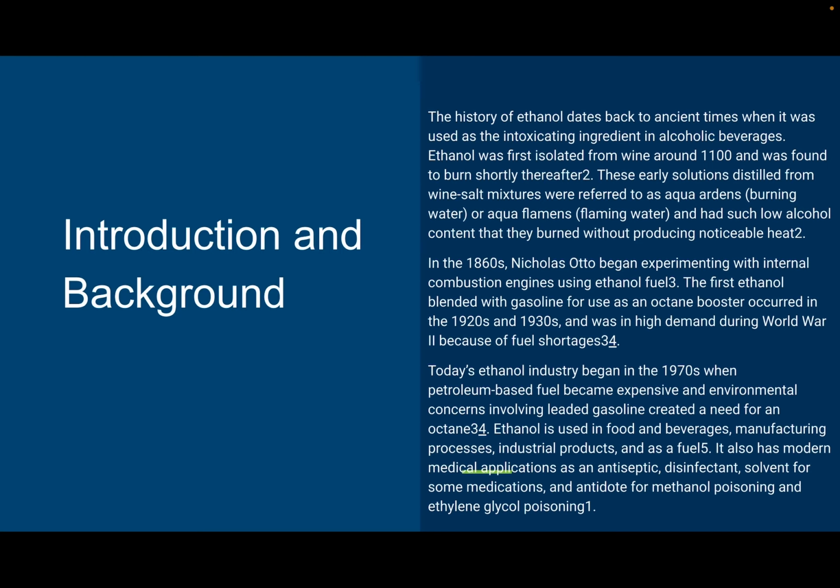In the 1860s, Nicholas Otto began experimenting with internal combustion engines using ethanol fuel. The first ethanol blended with gasoline for use as an octane booster occurred in the 1920s and 1930s and was in high demand during World War II because of fuel shortages. Today's ethanol industry began in the 1970s when petroleum based fuel became expensive and environmental concerns involving leaded gasoline created a need for an octane booster.